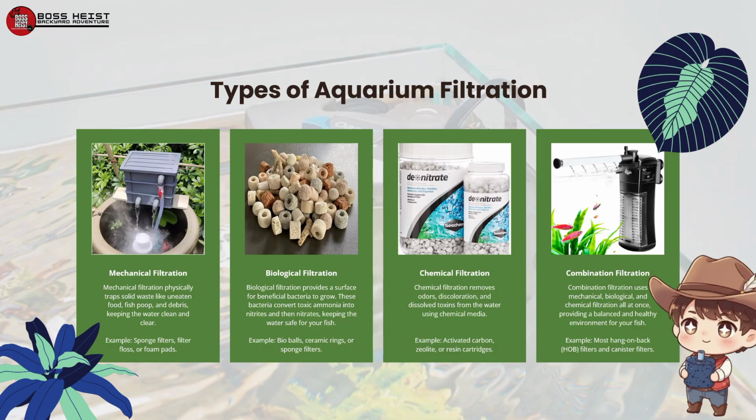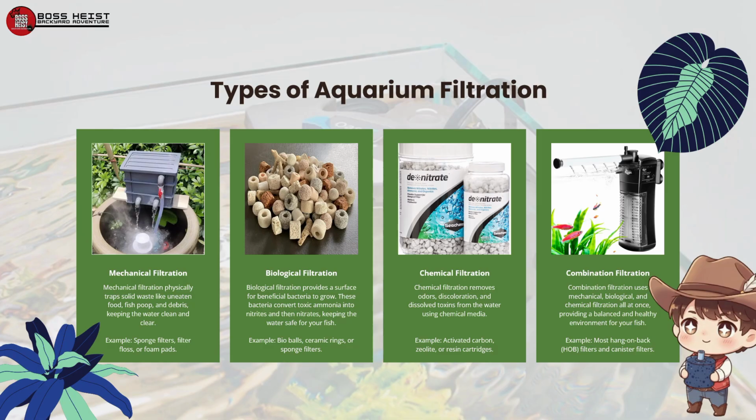Next is biological filtration. Biological filtration provides a surface for beneficial bacteria to grow. These bacteria convert toxic ammonia into nitrites and then nitrates, keeping the water safe for your fish. Examples are bio balls, ceramic rings, or sponge filters.